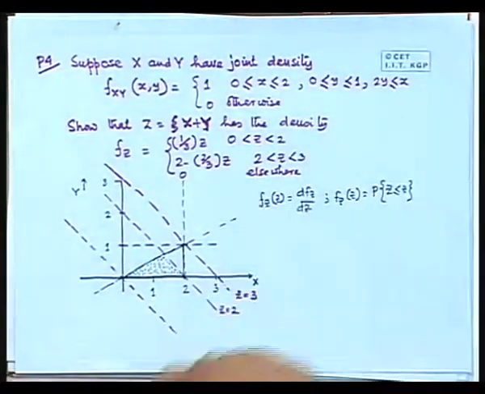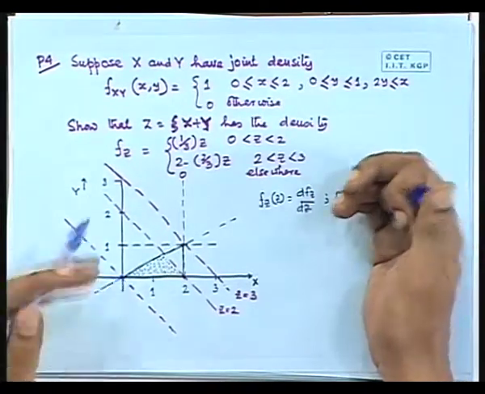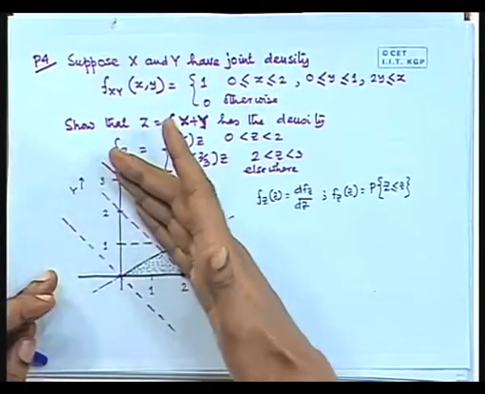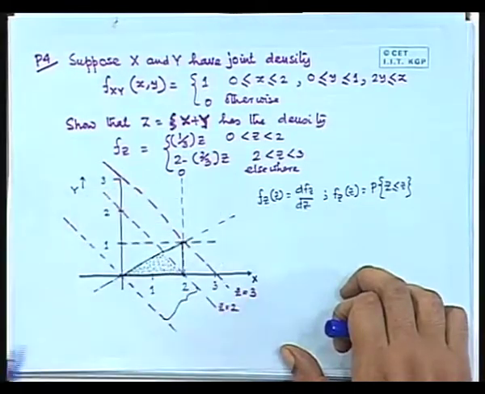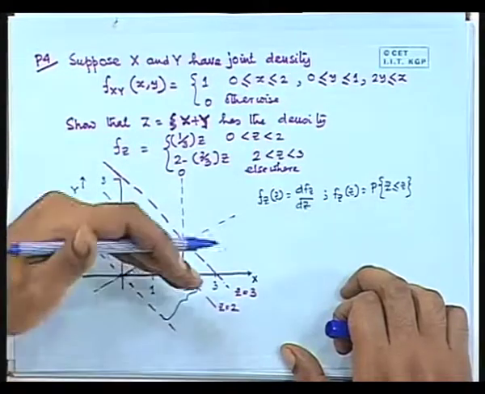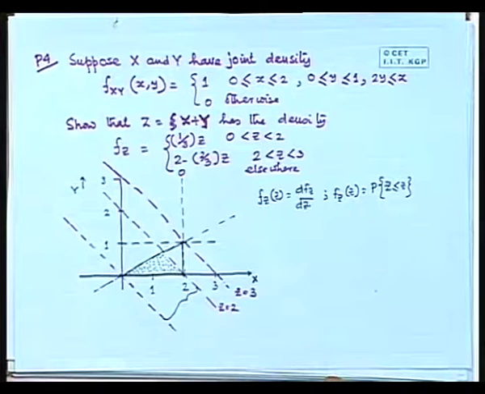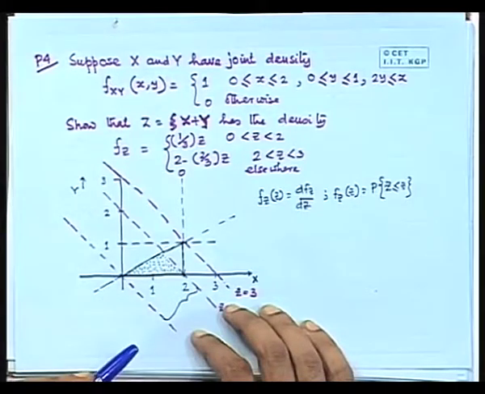So now you discover that as z sweeps from 0 to 2, the area increases in a given way, and from 2 to 3, you can see from the picture itself, the area changes in a different way. Can you see that? That is why you have different f_Z's in the region 0 to 2 and 2 to 3. Now it is not difficult to find out how this area is swept. That is very simple.